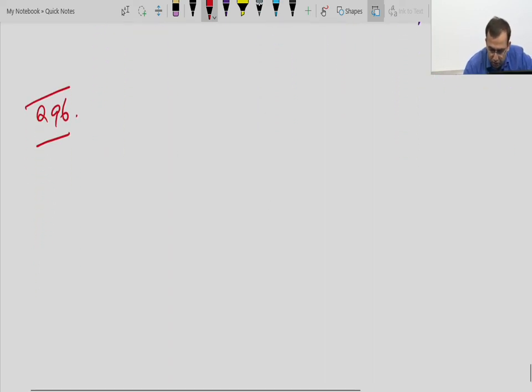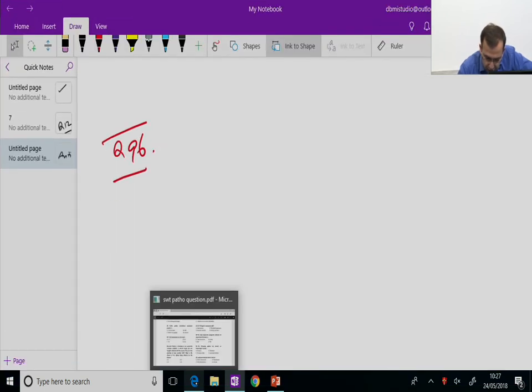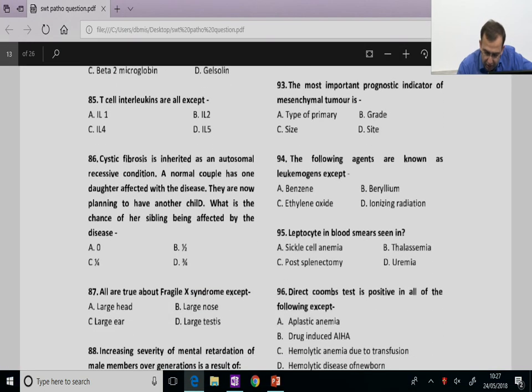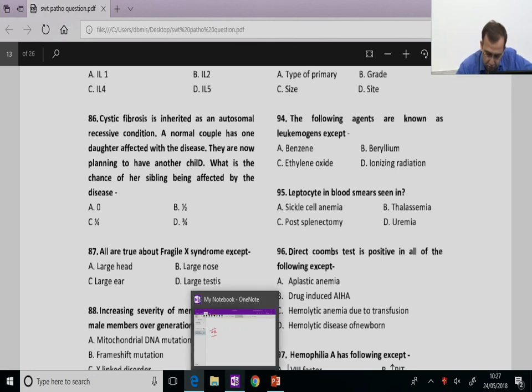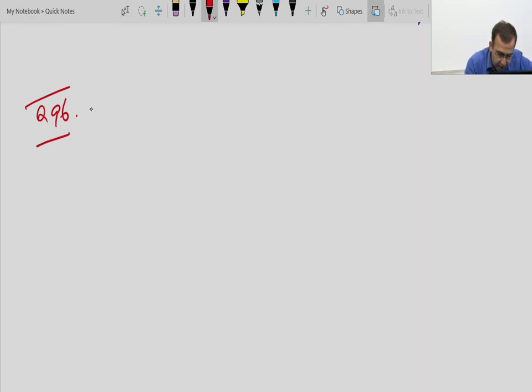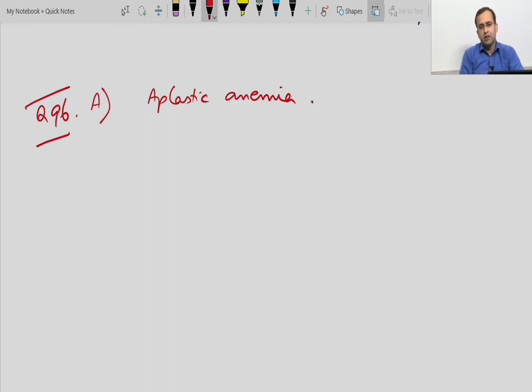This gets us to the next one, that is question 96. Direct Coombs test is positive in all except aplastic anemia. Drug-induced autoimmune hemolytic anemia, agreed. Hemolytic anemia due to transfusions and hemolytic disease of the newborn. In all of these it is positive, not in aplastic anemia. So question 96, the answer is A, that is aplastic anemia.